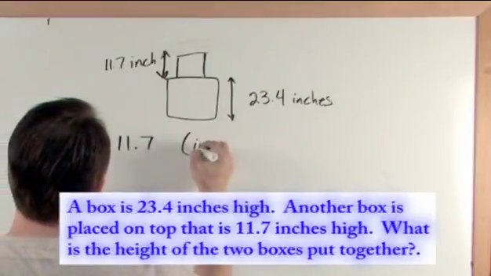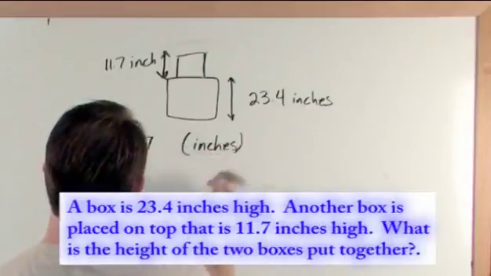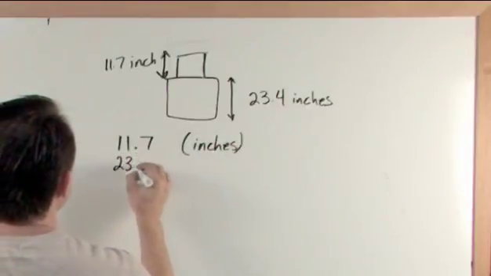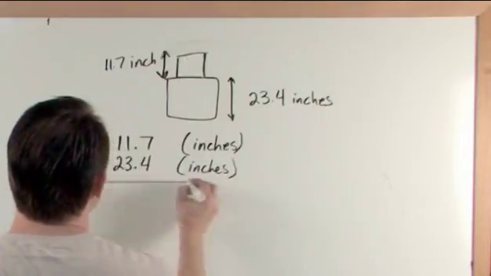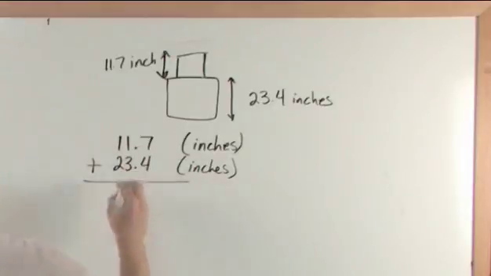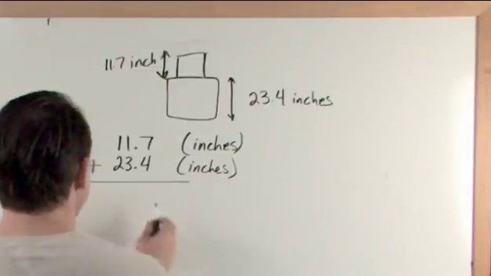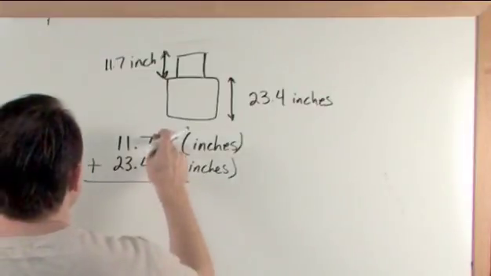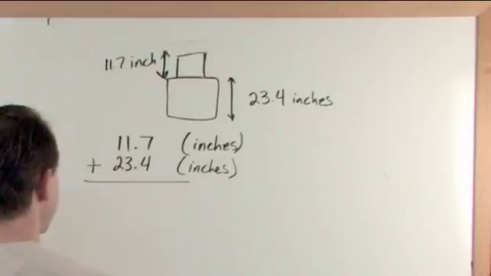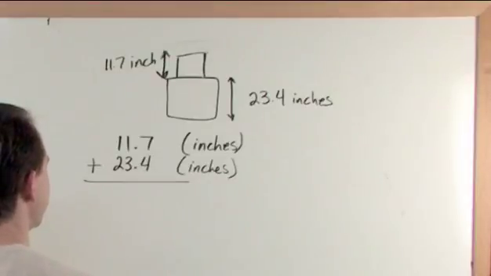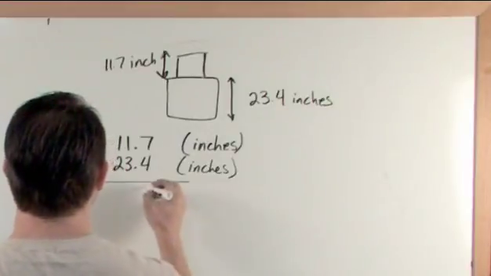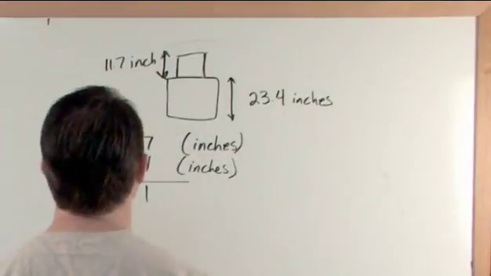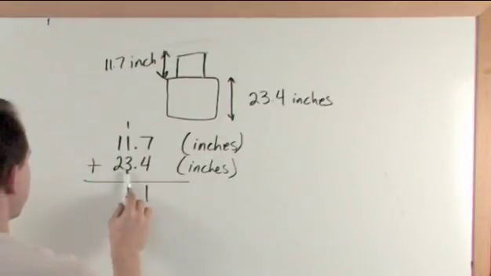11.7, and you always want to carry down that it's inches, because you want to have your units, plus 23.4 inches. Okay, I'm going to add them together. And notice I'll line the decimal points right on top of each other, because I have to do that when I'm adding decimals. Okay? Now let's start in the right-hand column. 7 plus 4. You can use your fingers, or you can just memorize that, starting at 7, 8, 9, 10, 11. Okay? So I'm going to put down 1, carry the 1 to the next column.